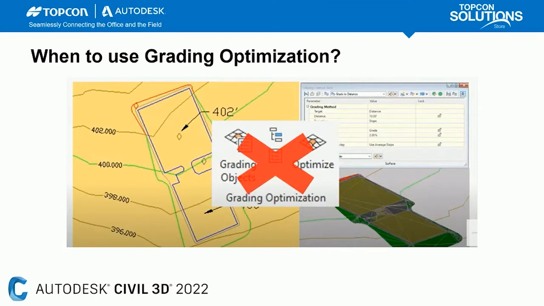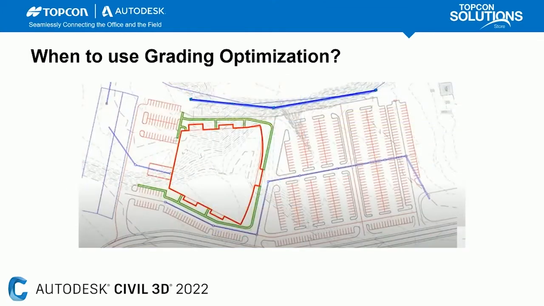But with grading optimization, you want to think like, we have some constraints we need to meet, but we're really going to let the optimizer do some work for us. And the more freedom you give the optimizer, the better your results are going to be.